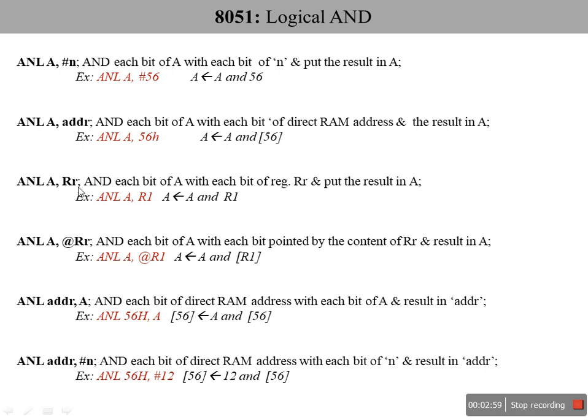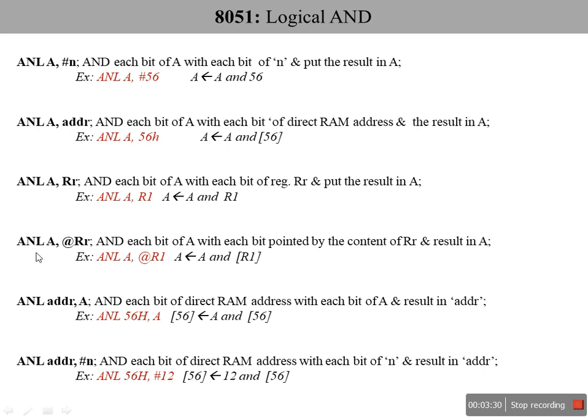Then next, it is possible to have a logical ANDing between certain registers of 8051 and accumulator, like ANL A comma Rn. Rn is any register of the register banks in 8051. The content of the given register, for example here ANL A, R1, the content of R1 will be logically ANDed with the content of accumulator, and the result will be in accumulator.